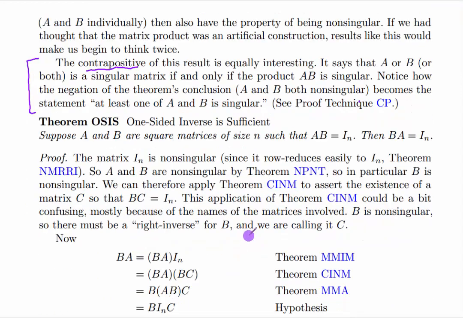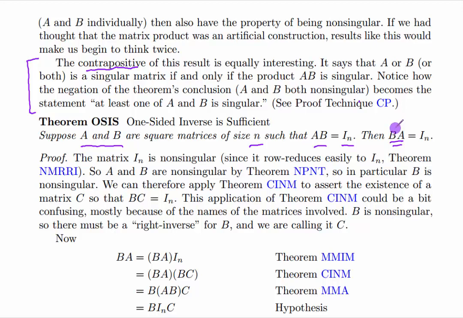Okay. All right, let's go on to result number 2. It says one-sided inverse is sufficient. Suppose I have two square matrices of the same size such that their product is the identity. Then the product in the reverse order is also the identity. Pretty amazing that you can switch these around. Now remember, matrix multiplication is not commutative, so it's quite amazing that in this case you can actually switch the two matrices.